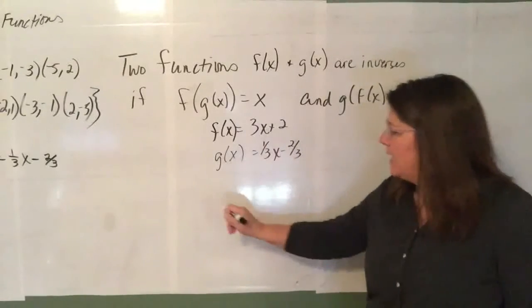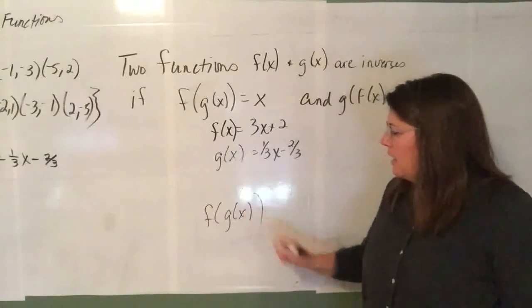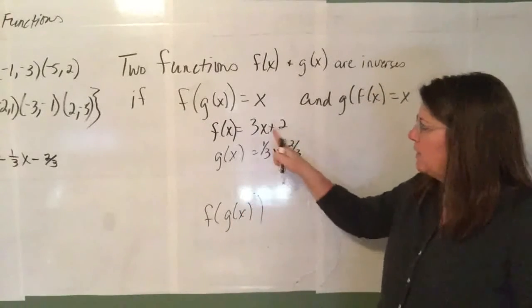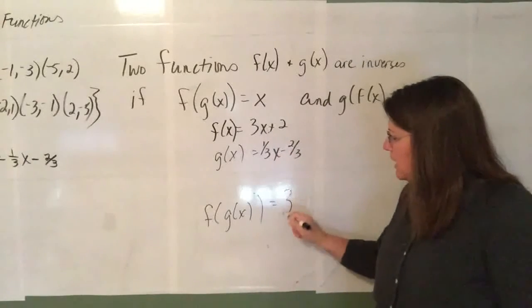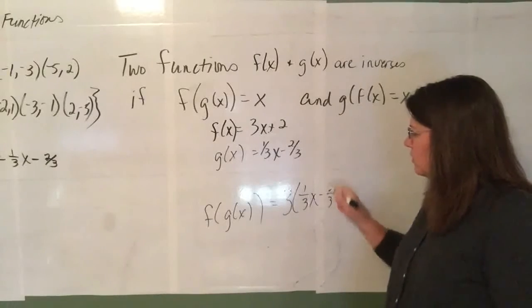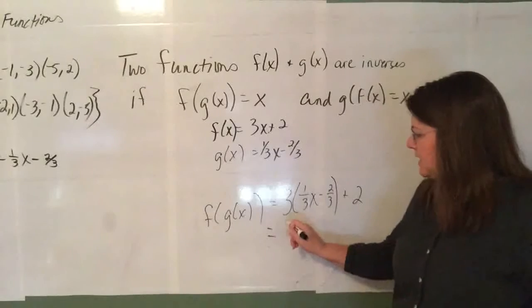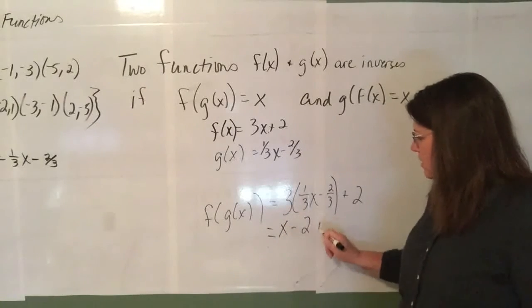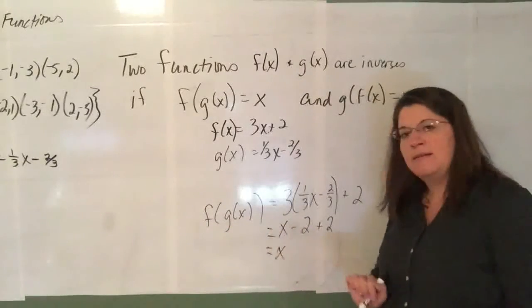So if I find f of g of x, I'm going to take the f function, and everywhere there's an x, I'm going to plug the g function in for it. So that would be 3 times 1/3 x minus 2/3 plus 2. So if I just do the math real quick, I've got x minus 2 plus 2, which does give me x. So f of g of x is x.